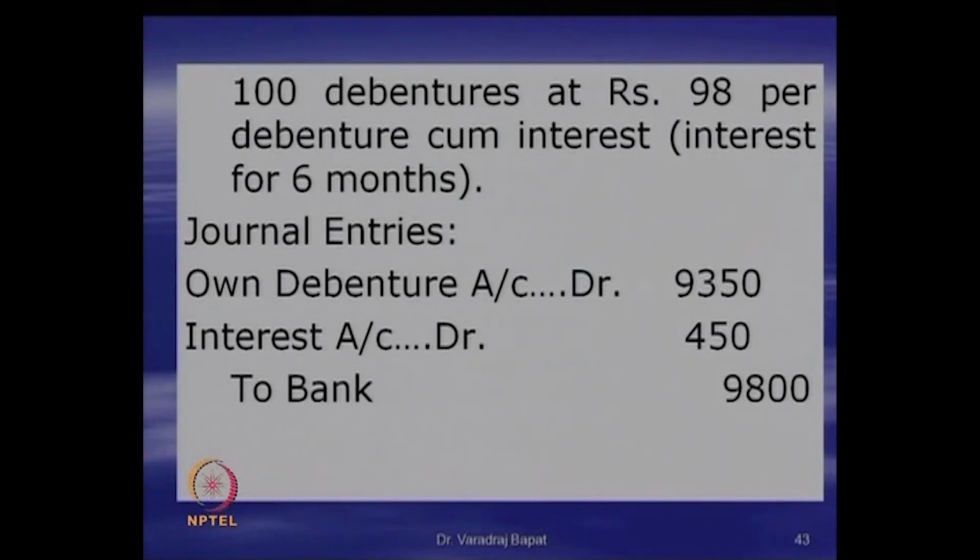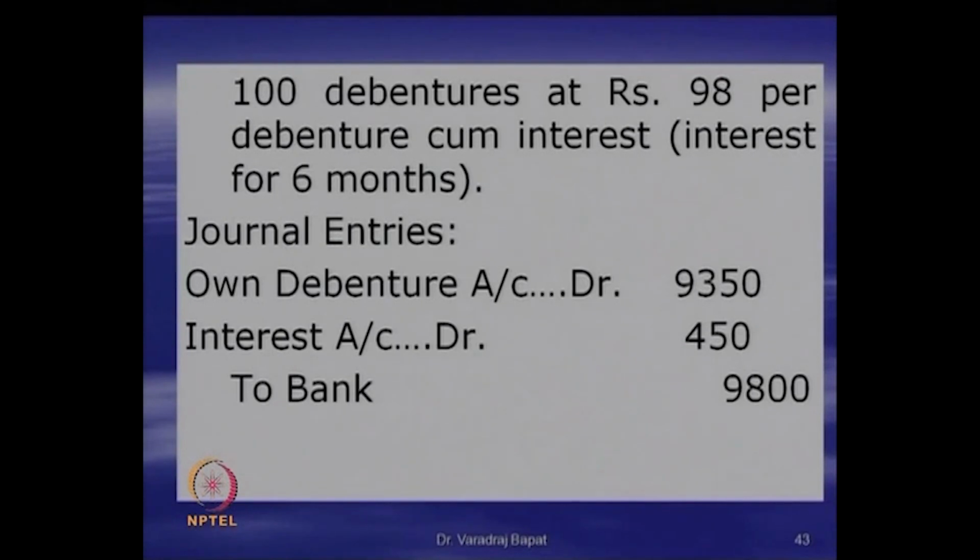When the company buys debentures for 98 rupees, subsequently it is also going to receive some interest on it. Now you can see the entry: own debenture account, a new account, is created because we are buying back our own debenture. Interest account is debited because the interest which we would otherwise pay, now we are paying to bank. The purchase has been made for 98 rupees for 100 debentures. That is why bank account is credited with 9800.